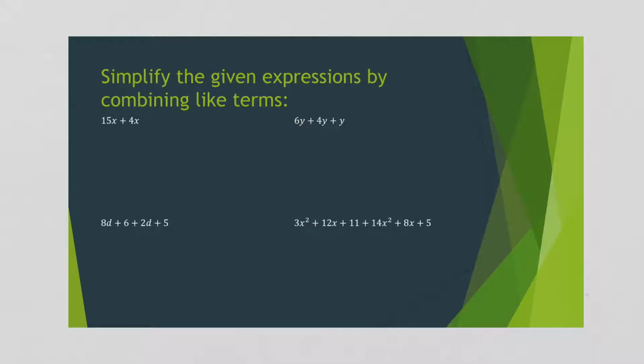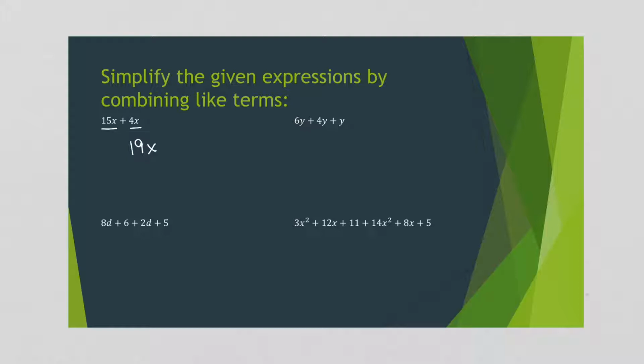Alright, on this section we're going to combine like terms. It's important that you understand what like terms are. Like terms mean the same variable or variables with the same exponents. And so 15x and 4x are considered like terms, so you want to add the coefficients. 15 plus 4 is 19, and don't forget your x. And that's as good as we can get with that.